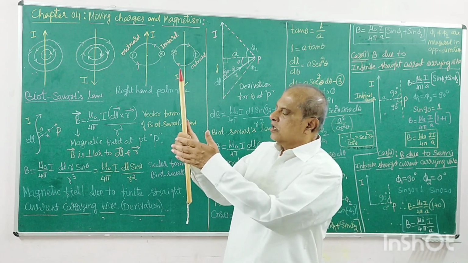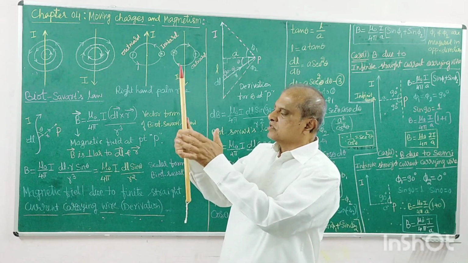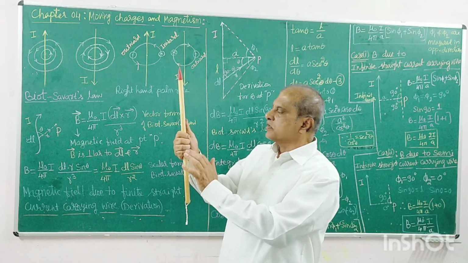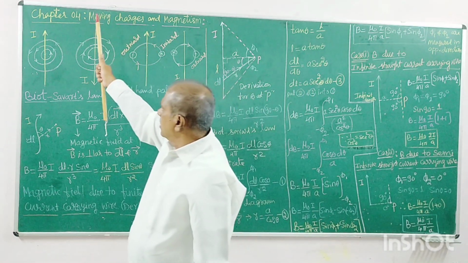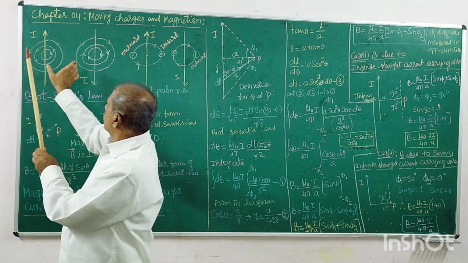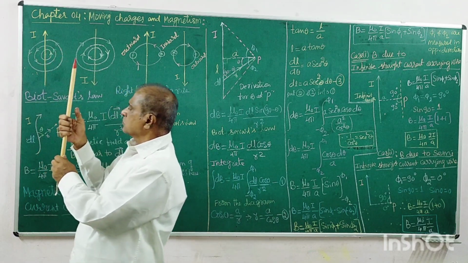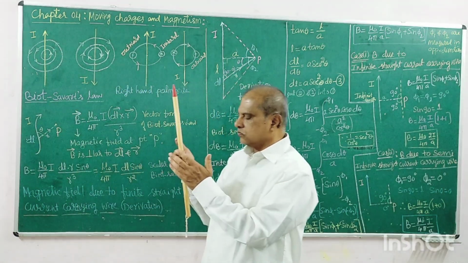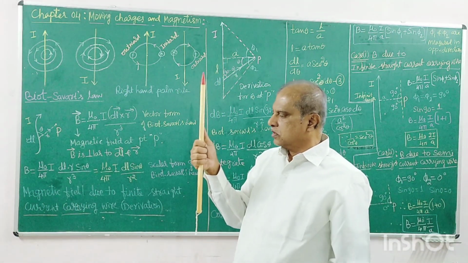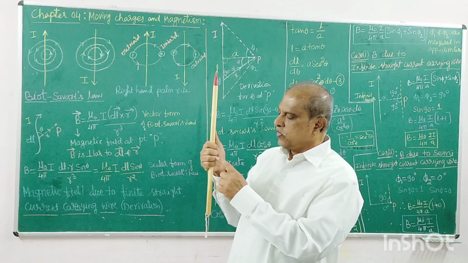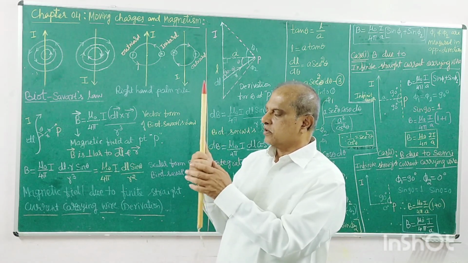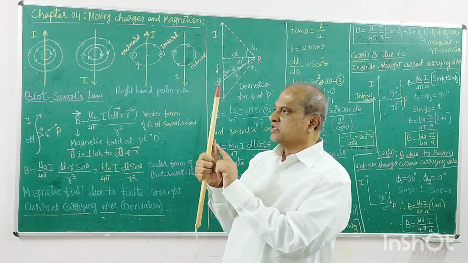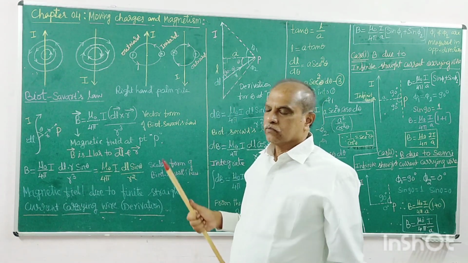These are the concentric circles, of course concentric circles about different points. The same thing I have done. Anti-clockwise direction. The remaining fingers will show the direction of magnetic lines of force around the conductor. This thumb shows the direction of the current in the conductor.